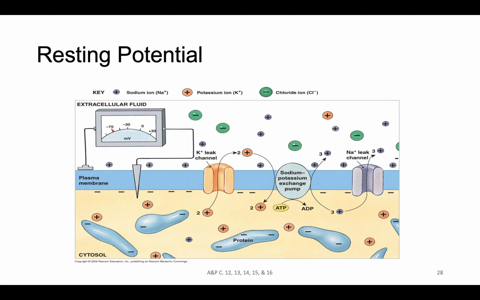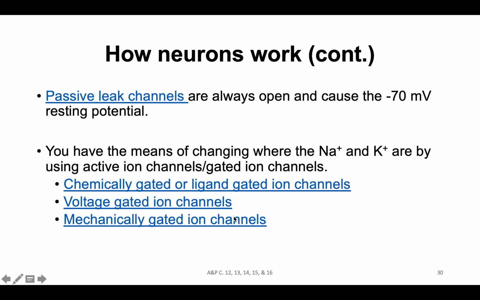So this is just showing you what resting potential looks like. Remember, resting potential is at negative 70 millivolts. On the outside of the cell, there's going to be a greater concentration of sodium, which you can see in the purple. And on the inside, there's a greater concentration of potassium ions. So how neurons work is by getting that concentration change between the inside and the outside of the cell.